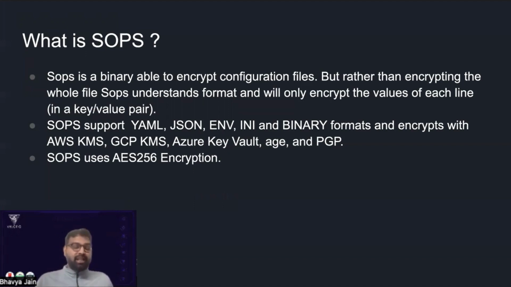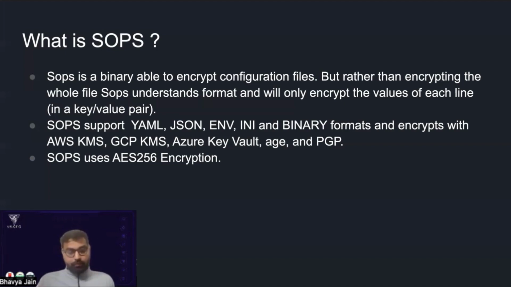The encryption keys that you can use include AWS KMS and GCP KMS, along with Azure Key Vault, age, PGP or SSL certificates. It is using AES 256 encryption, which is good enough that we can put our secrets or YAMLs into GitHub.